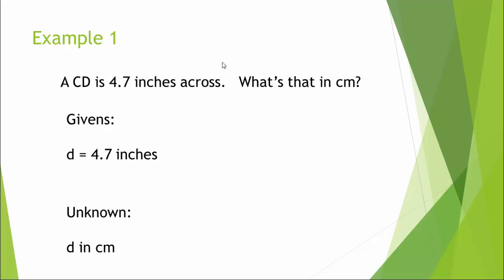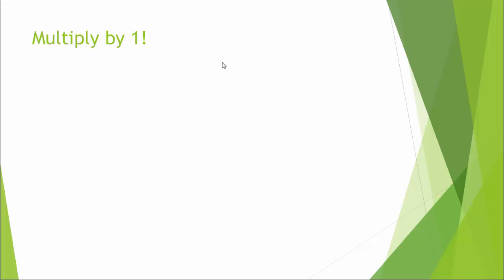So, if we know that a compact disc is 4.7 inches across, we can get that value in centimeters using our multiply by 1 trick. So we're given D is equal to 4.7 inches. We can look up in a table 1 inch is equal to 2.54 centimeters. Now all we have to do is multiply by 1.